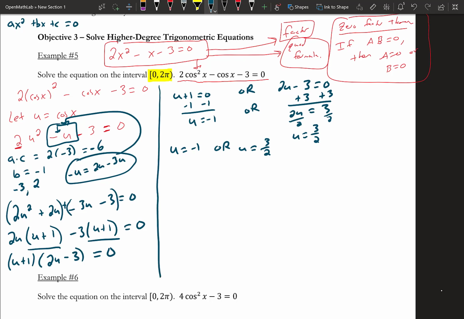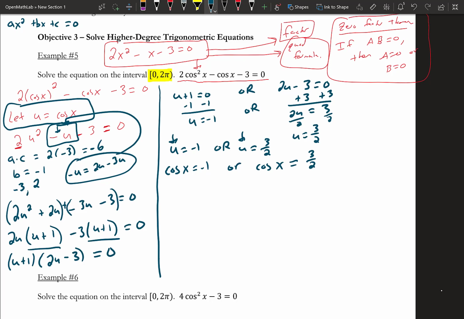Now if I remember what u was, u is equal to the cosine of x. So this would give me cosine of x equals negative 1, or cosine of x equals 3/2. Just substituting what we had in for u back in, so now I can solve in terms of x.